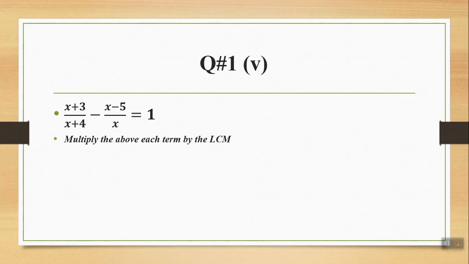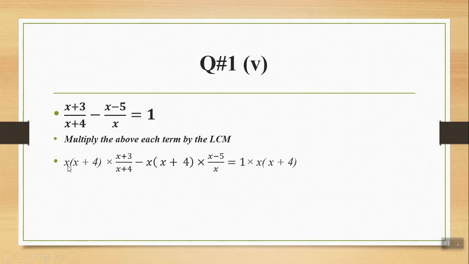Because here the two fractions are being subtracted, we can't simply subtract them. We require the LCM of these fractions, and we multiply each term by the LCM. Second step, we have to multiply each factor by the LCM. The LCM of the factors is x plus 4 into x. So we multiply x into x plus 4 by each term.